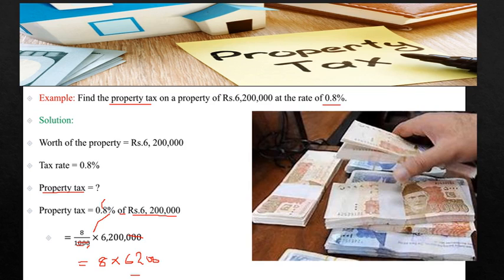After multiplication, our answer will be 8 times 0 is 0, and 8 twos are 16. 6, 1 we give to 8, 6 eights are 48 and that becomes 49. And our currency is rupees 49,600, and that will be our answer. This is the value of tax.